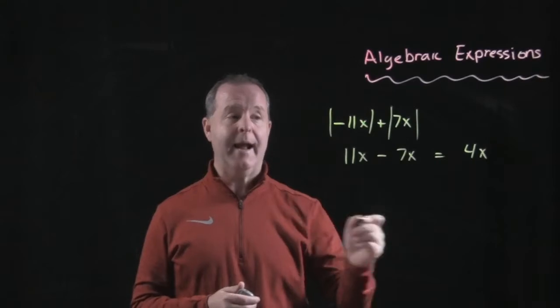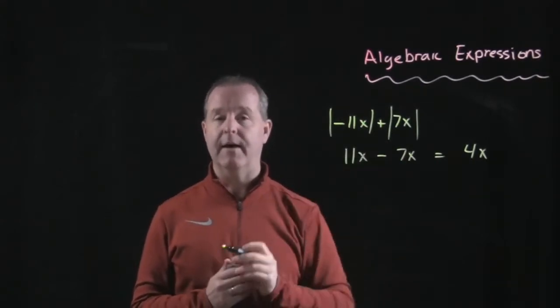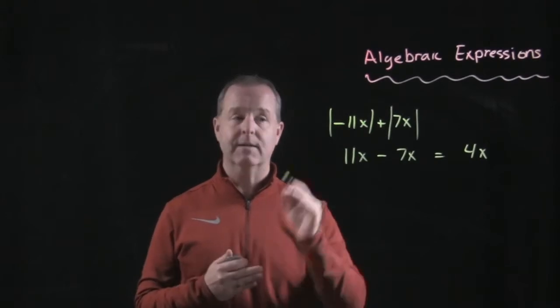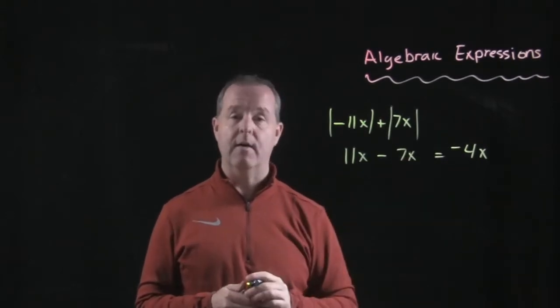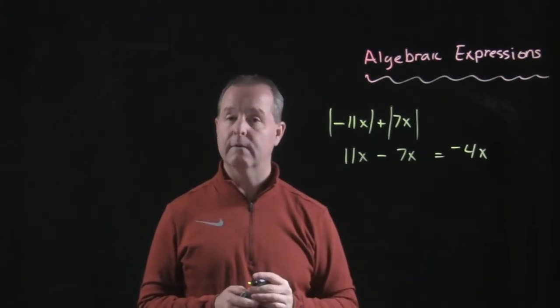And then go back and look at the original problem. The largest magnitude in this case was the 11x, and the sign of the 11x was a negative. So I'll carry that negative through to my solution. So my result will be a negative 4x.